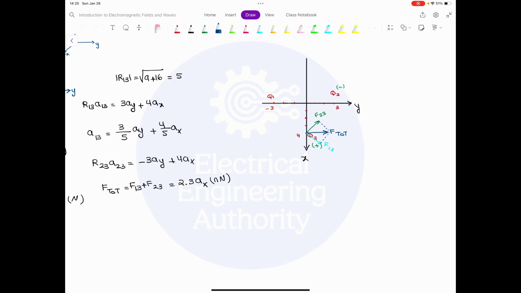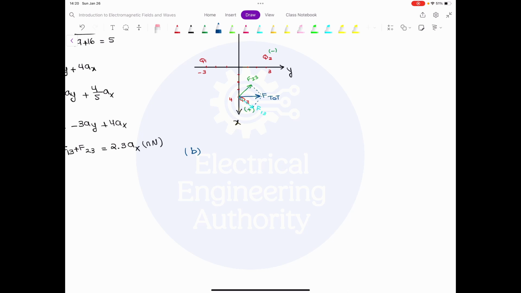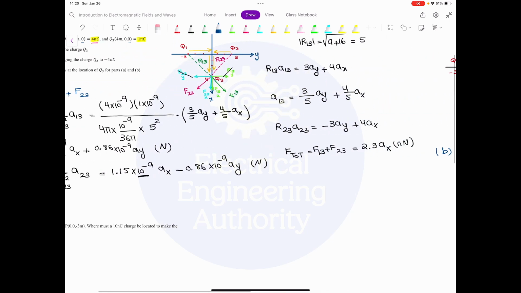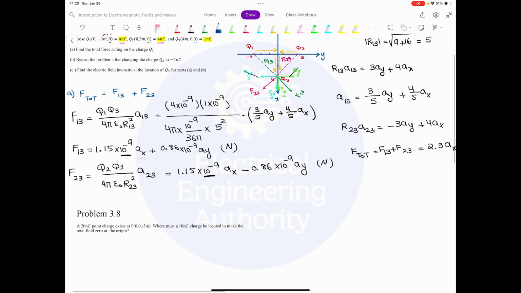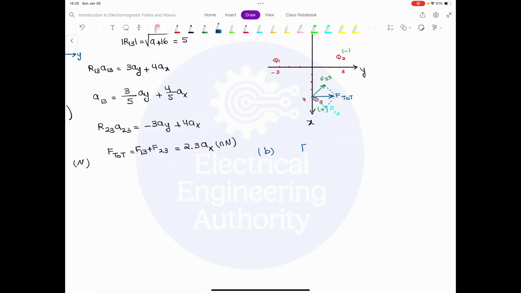Now the only thing that is different here is the value of Q2, which is negative 4. So F13 will not change. F13 will remain at this number. So I'm going to just write it over here, F13, because nothing there changed, right? So it's 1.15 AX plus 0.86 AY nanonewton.